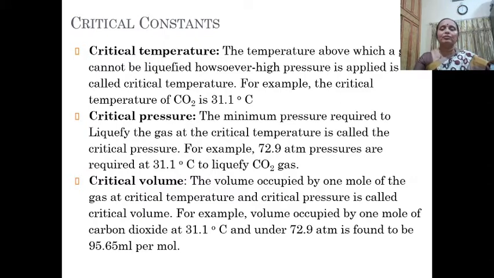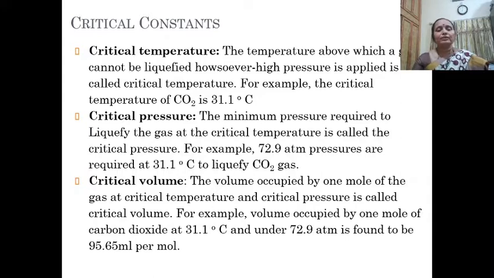The temperature above which a gas cannot be liquefied, however high pressure is applied, is called critical temperature. For example, the critical temperature of carbon dioxide is 31.1 degrees Celsius. So, above this temperature, however high pressure I apply, the gas cannot be converted into a liquid.